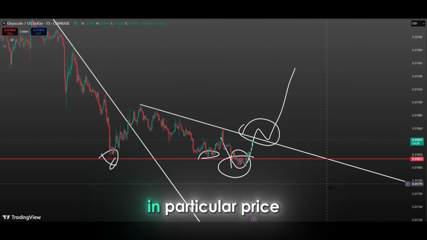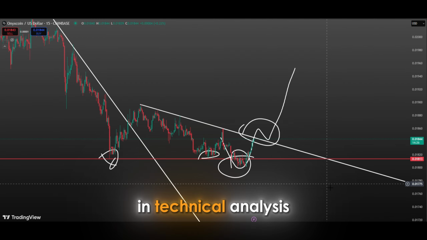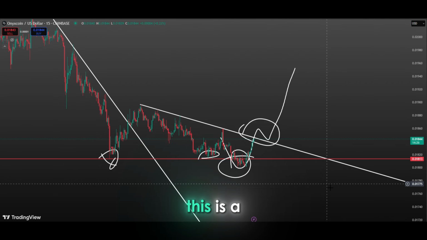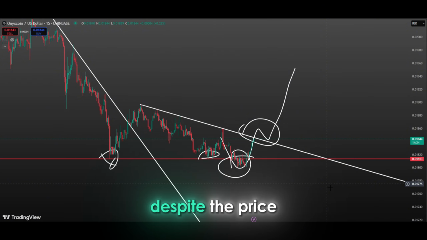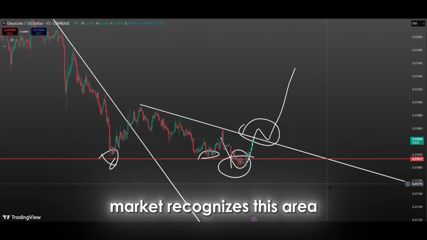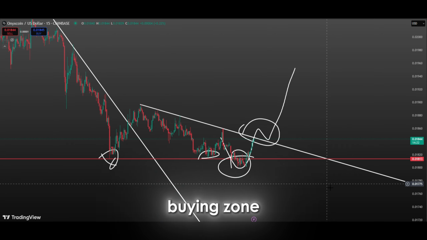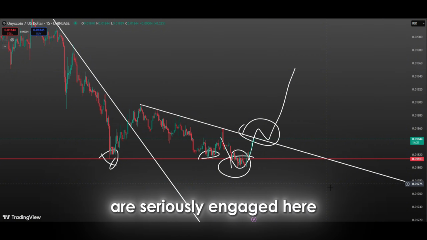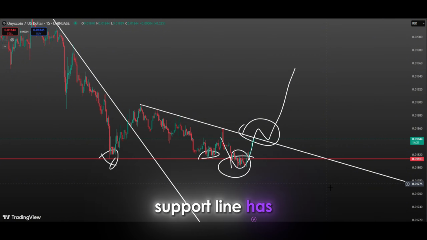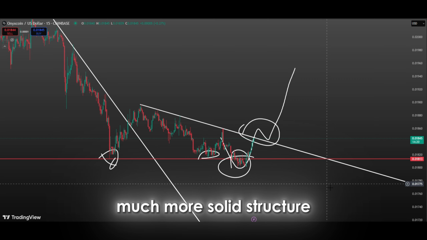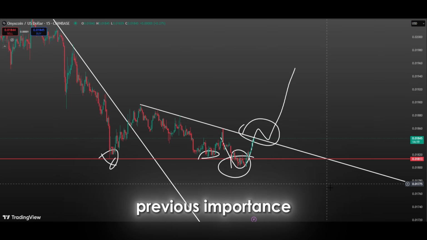In particular, price movements that settle back on support after such a false breakout are also considered as support confirmation in technical analysis. This is a very positive signal for investors, because the fact that this level has not been broken permanently, despite the price sagging downwards, indicates that the market recognizes this area as a strong buying zone and that buyers are seriously engaged here. This means that this support line has now gained a much more solid structure, going beyond its previous importance.